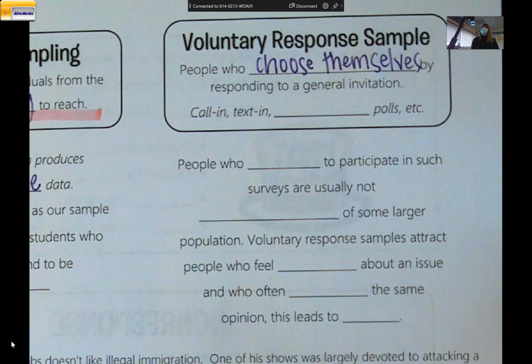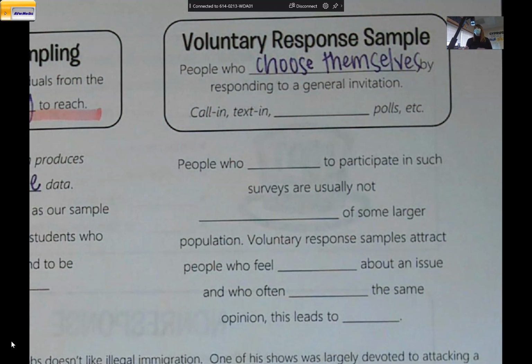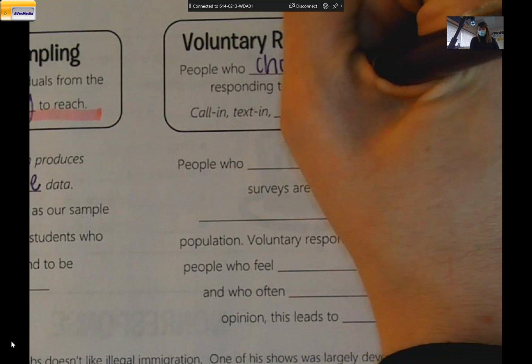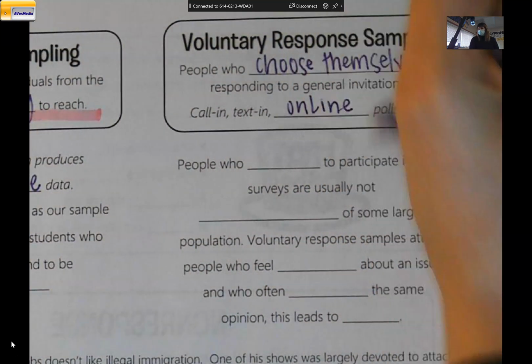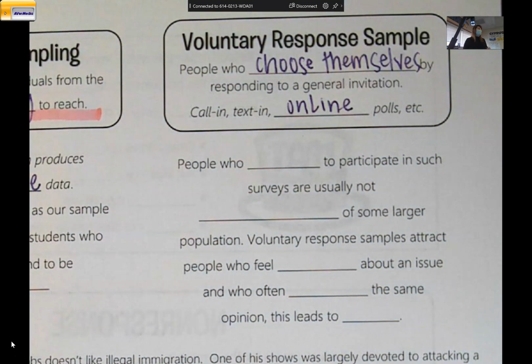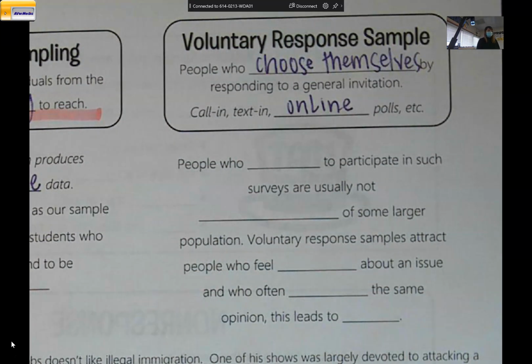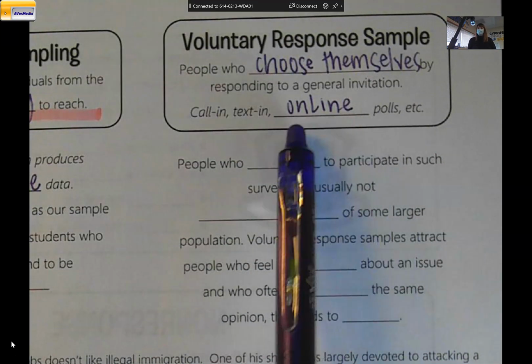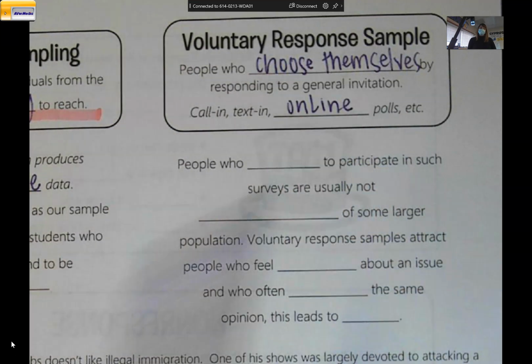These people choose themselves by responding to a general invitation. So this is call in, text in, online polls. I get a bunch of things in the mail that I should mail back, surveys that we can mail back. I never do them. The one that you guys probably see most frequently is online polls.